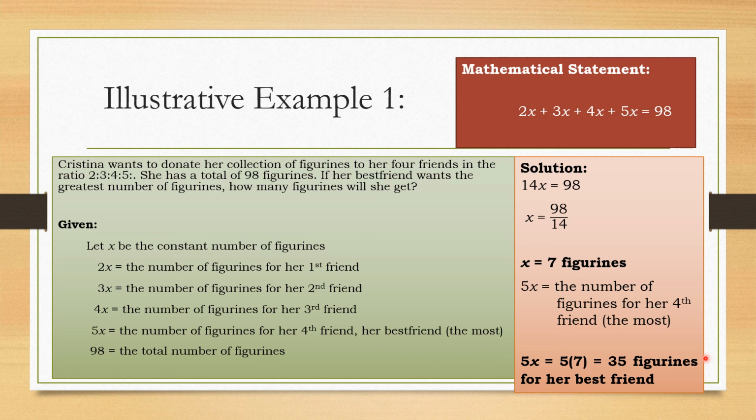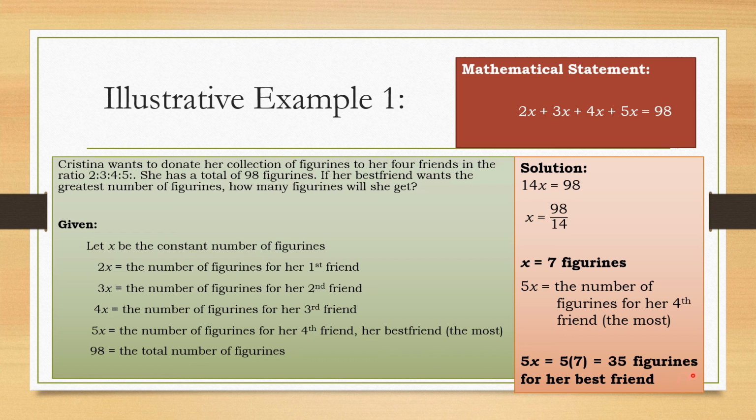The question here is how many figurines will her best friend get? Since her best friend has a partition of 5 among the 98 figurines, the 5 will be multiplied by 7 to get the number of figurines for her best friend. So 5x is equal to 5 times 7 is equal to 35. So after that, the conclusion will be 35 figurines will go to her best friend.